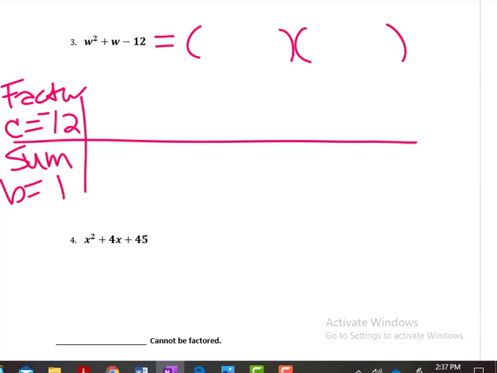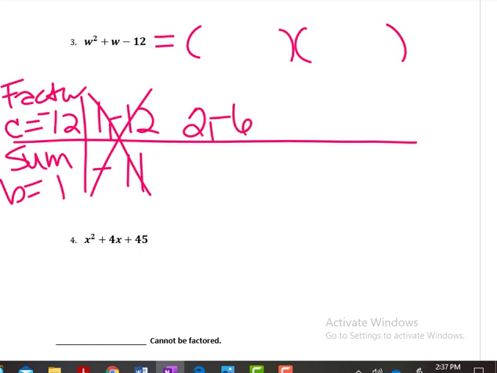So I could look at 1 and negative 12. That gives me a negative 11. And if I change to a negative 1 and a positive 12, I get positive 11. So that's not going to help. I can look at 2 and negative 6, which when I add them, I get negative 4. And if I did a negative 2 and a positive 6, I get a positive 4. So that's not going to help.